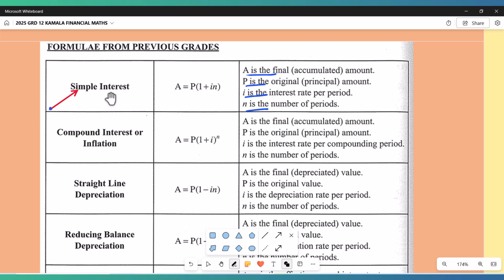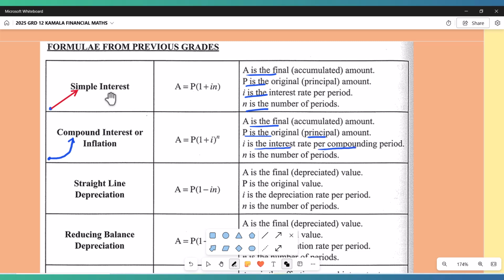Then with compound interest or inflation, here the money is going to grow, but it will grow like a curve, like this, okay? In this case it's called compound interest. The formula says A equals P times (1 plus i) to the power n, where A is the final or accumulated amount, P is the original or principal amount, and i is the interest rate per compounding period.